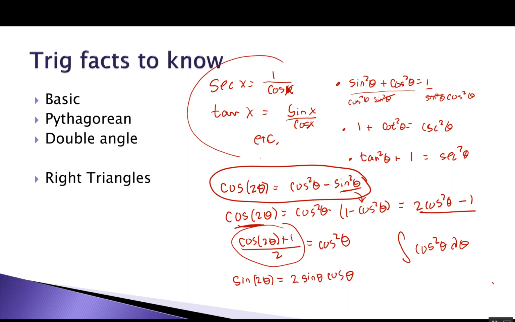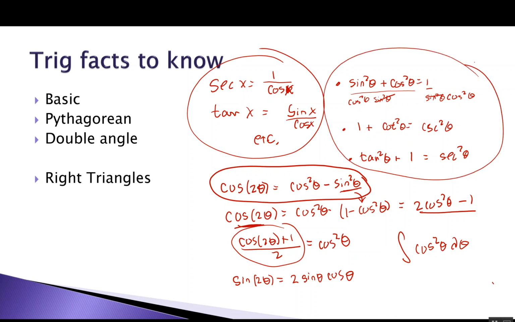You should know all the basics. You should know all 3 Pythagoreans, or know one and know how to get the other 2. And these, you should know how to find them. Okay, so if you can remember the cosine of 2 theta, you can get the other ones easily. You should also know how to solve right triangles. So for example, if you needed to find the sine of the arctangent of x over 3, you should know what to do with that.